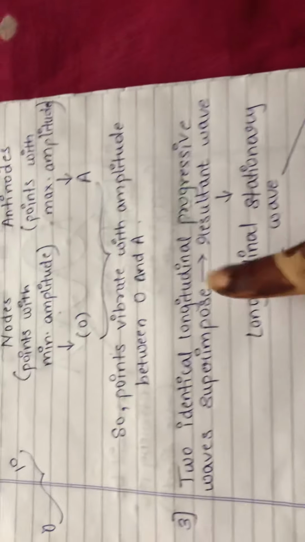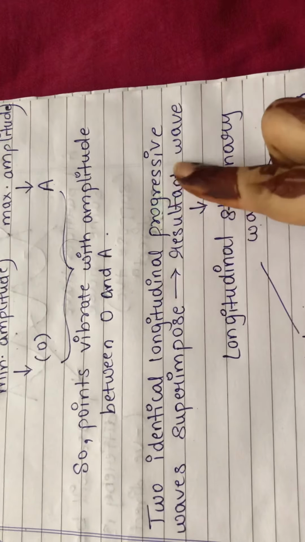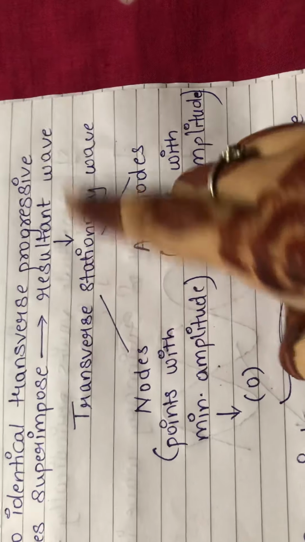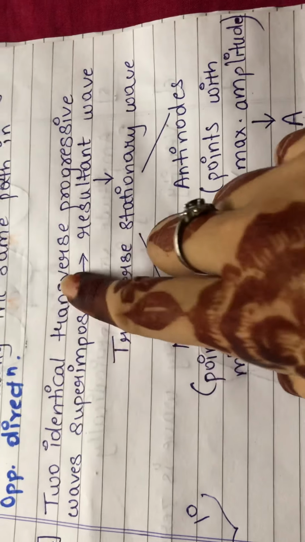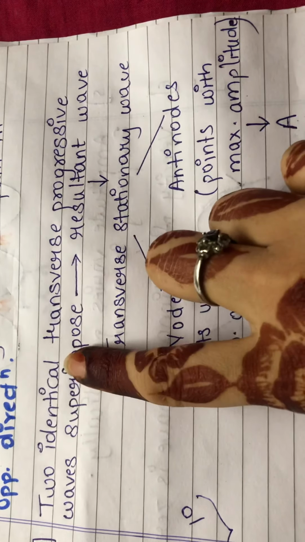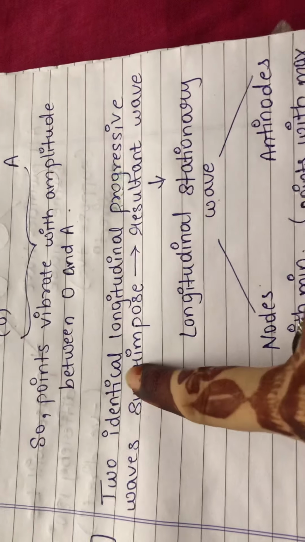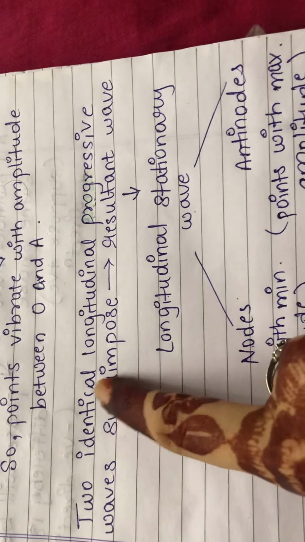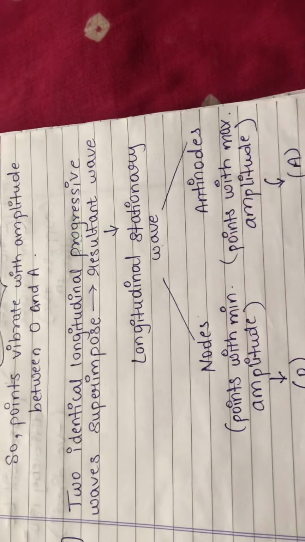These points are the same for a longitudinal stationary wave and for a transverse stationary wave. When will we obtain transverse stationary waves? When two identical transverse progressive waves superimpose, then we will obtain a transverse stationary wave. And identical means similar, same, exact same. When two identical longitudinal progressive waves superimpose, we will obtain a longitudinal stationary wave.